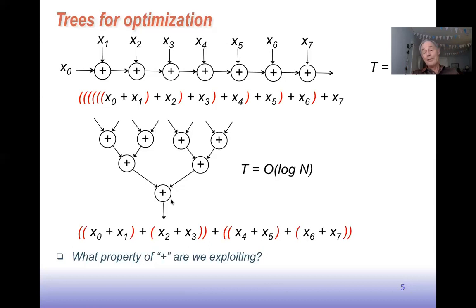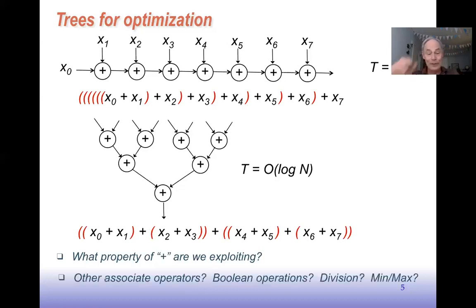So what property is this? Well, this is associativity. This idea of being able to change the order, change the shape of the tree and reorder how we do the reductions, relies on the property that the operation here, which I've shown as plus, is associative. I said we can have Boolean operations in here too, like AND and OR.